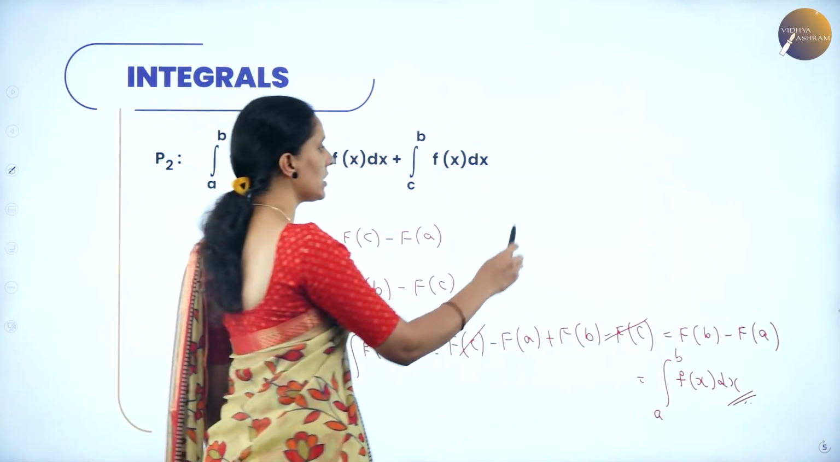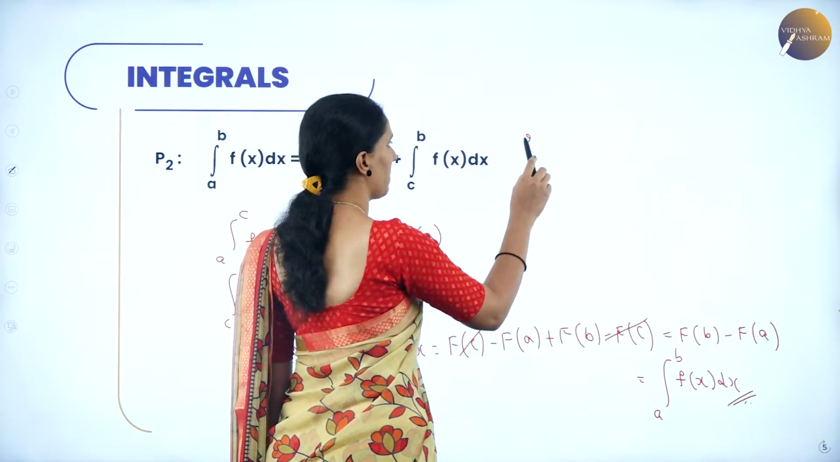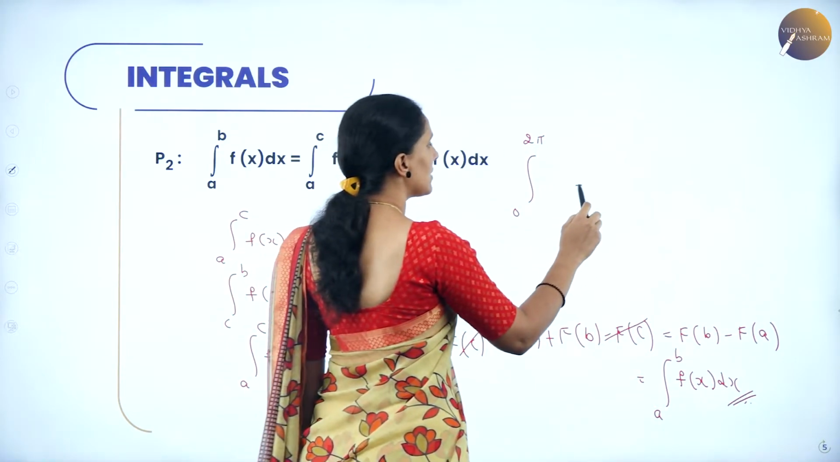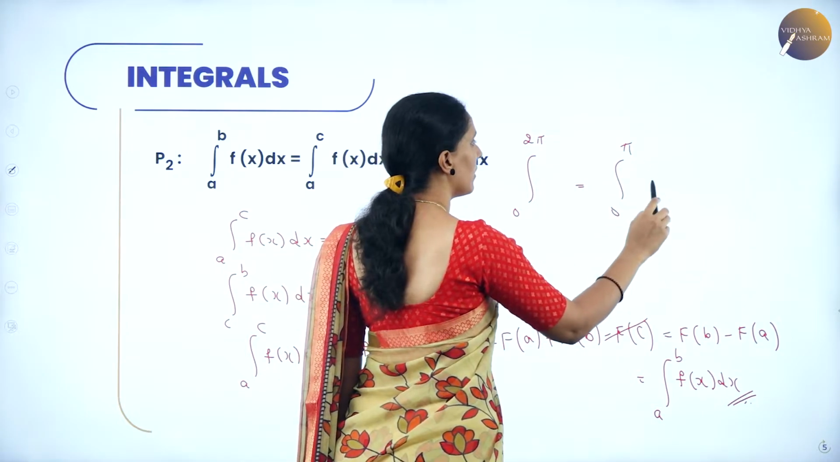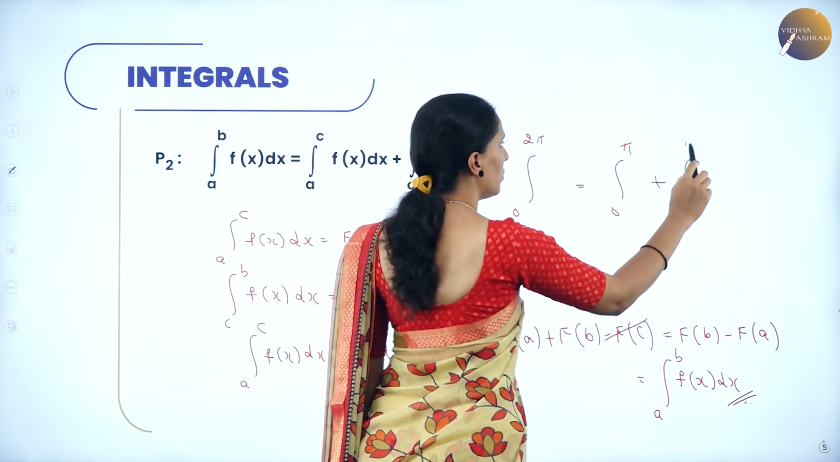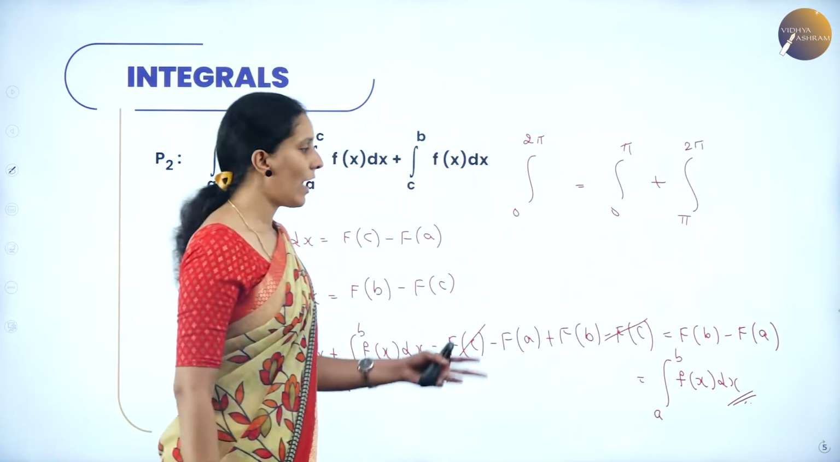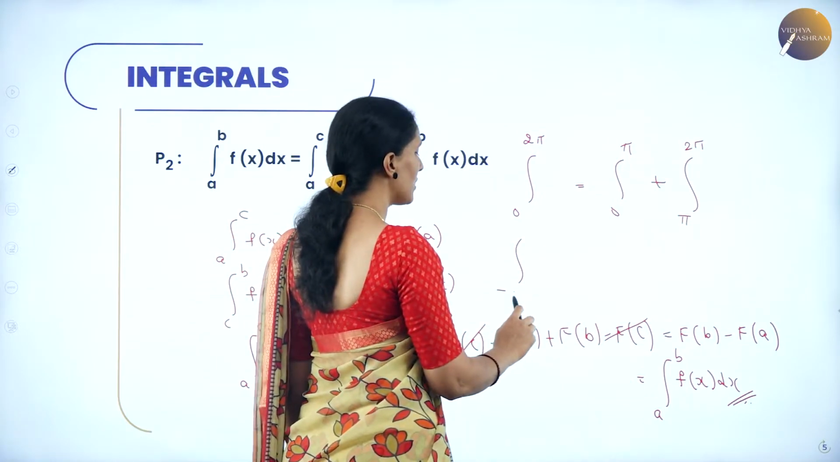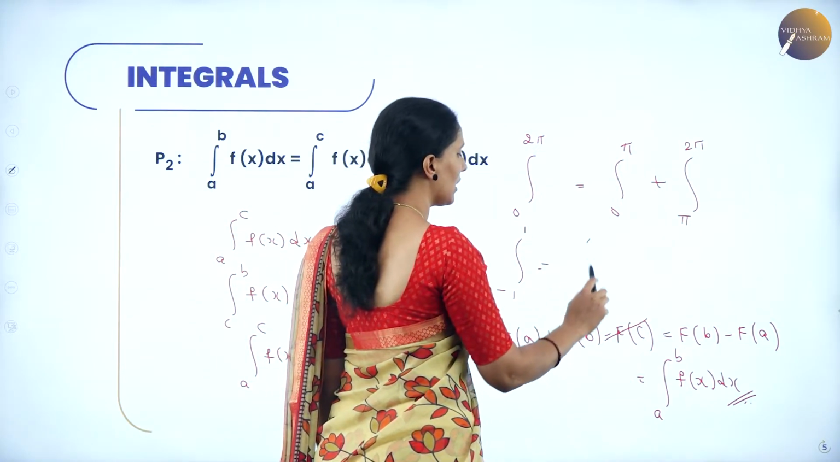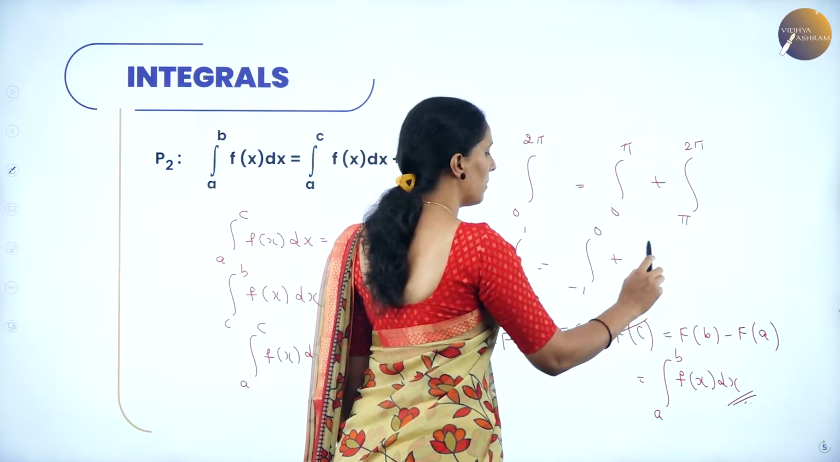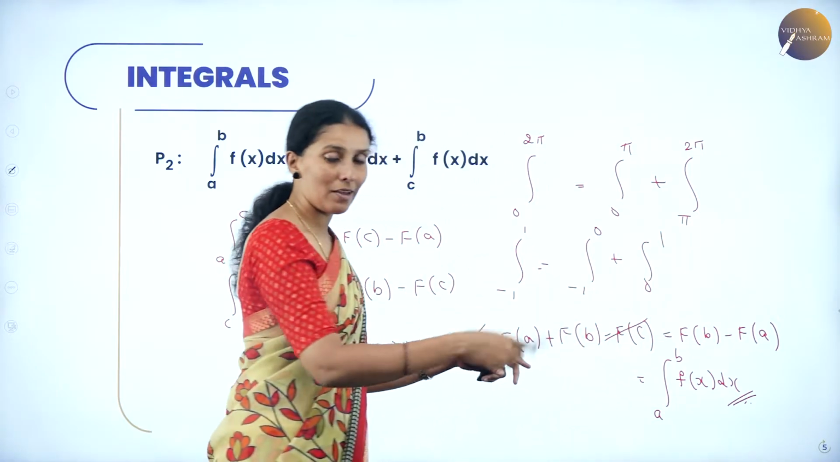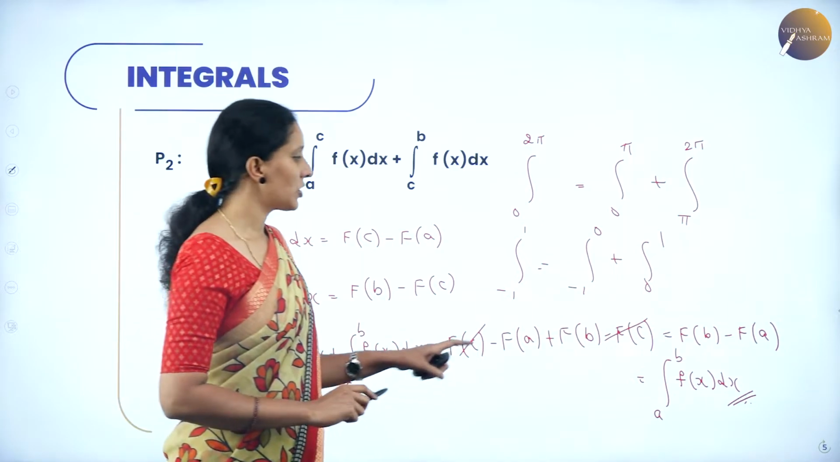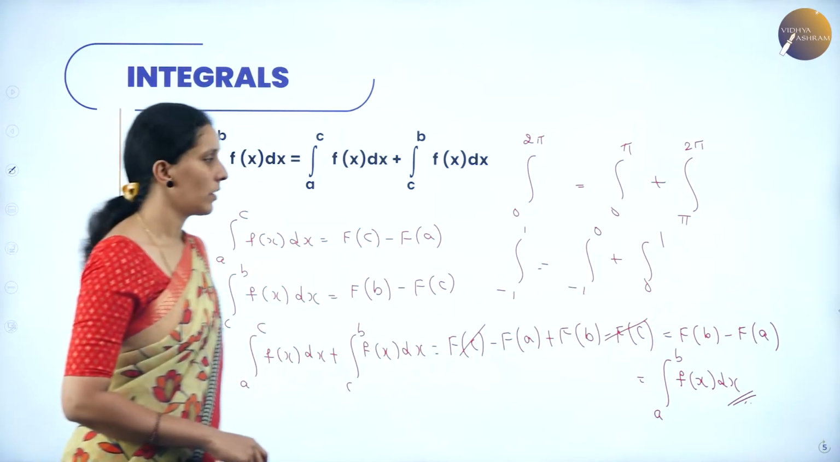Suppose you have any integral from 0 to 2 pi, then you can write this as 0 to pi plus pi to 2 pi. Similarly, when you have integral from minus 1 to plus 1, you can write the integral in the form of minus 1 to 0 plus 0 to 1, with the same integrand, only the limits change.